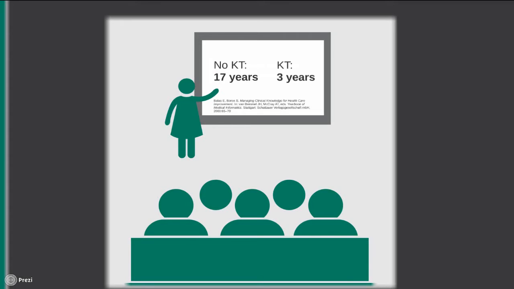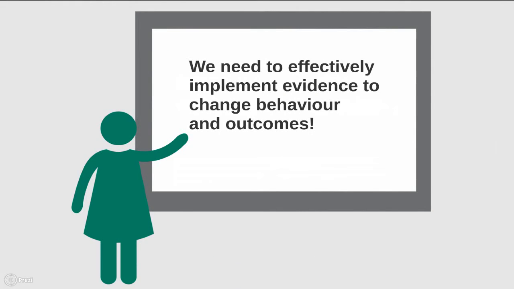Without using active KT processes, evidence passively diffuses into practice in an average of 17 years. By practicing KT, this time frame can be shortened to 3 years. And implementation of evidence can happen more effectively to reach intended outcomes.